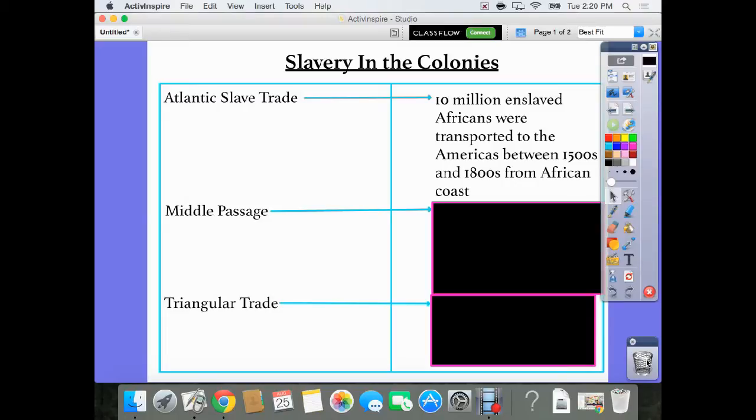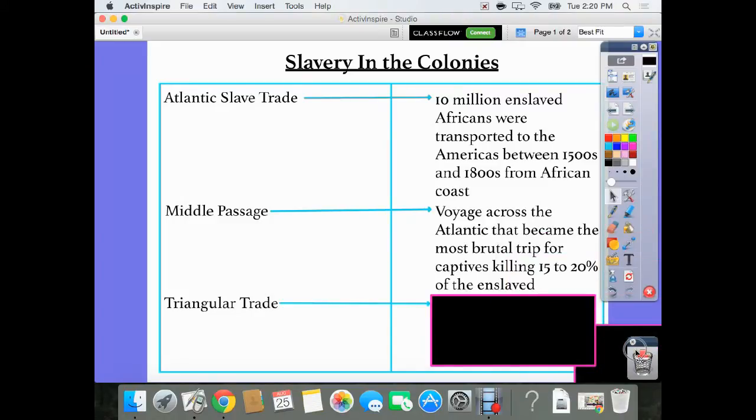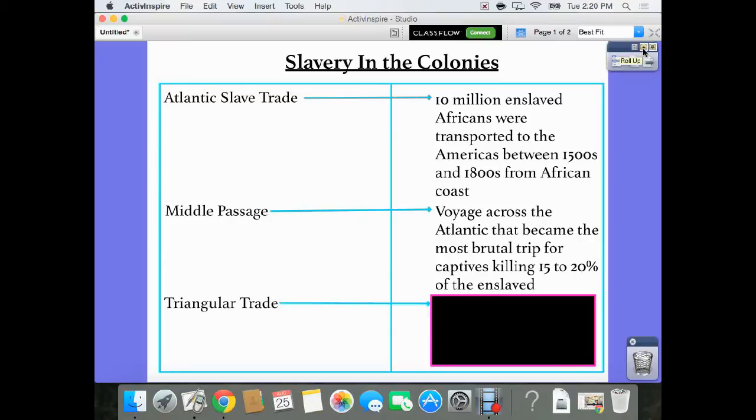Now, the actual part of them moving across the Atlantic was called the Middle Passage. The Middle Passage was where they went across the Atlantic and they became slaves in America. Now, the reason why the Middle Passage is so important, if you remember, we saw that picture in the video of the slaves on the boat. Well, that was during the Middle Passage.